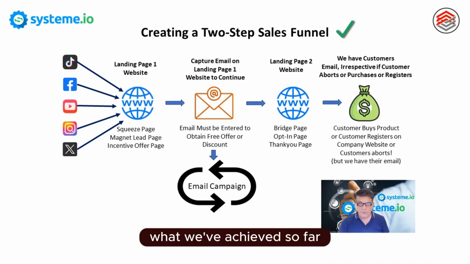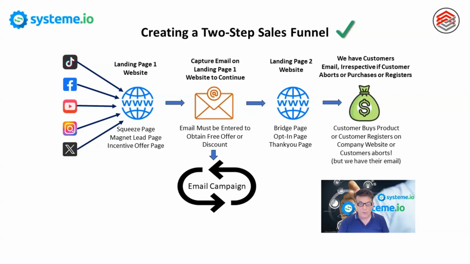Let's recap what we've achieved so far. Using the free trial of Systeme, we're able to create a 2-step sales funnel. We saw the ability of creating a squeeze page, magnet lead page that has an offer too good to refuse, enabling the potential customer to put in his email. The email is captured, and we go on to the bridge page where the client or customer can make his purchase. Now that we've collected all these emails and we've built an email campaign, we have to join the funnel to the email campaign using a Systeme free trial automation rule. And this is the part where the little arrow is.